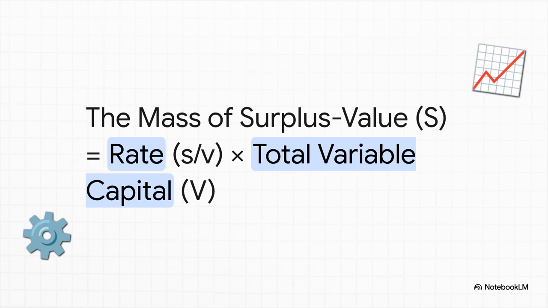The total mass of surplus value, S, depends on two key factors you can adjust. It's the rate of surplus value, S over V, multiplied by the total amount of variable capital you've invested, V, which is basically your total wage bill, a stand-in for the number of workers you've hired. These are the two levers a capitalist can pull to crank up their total profit.